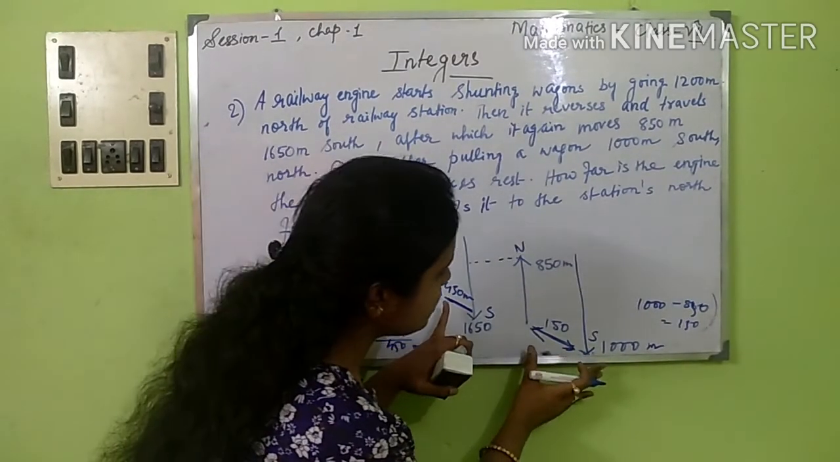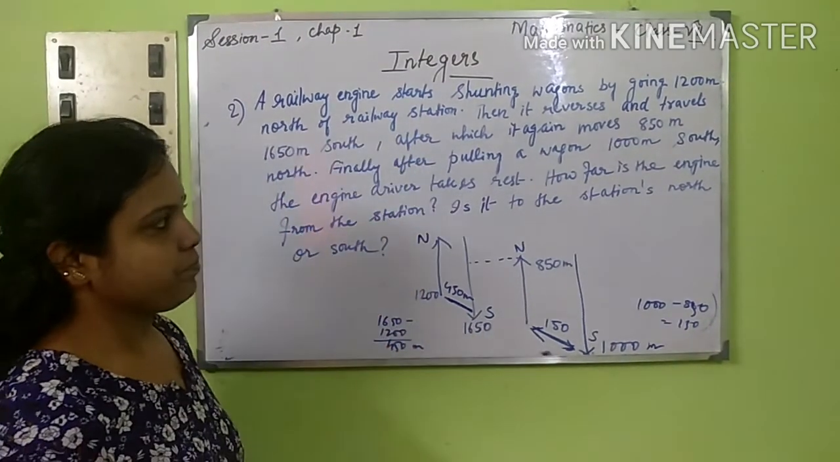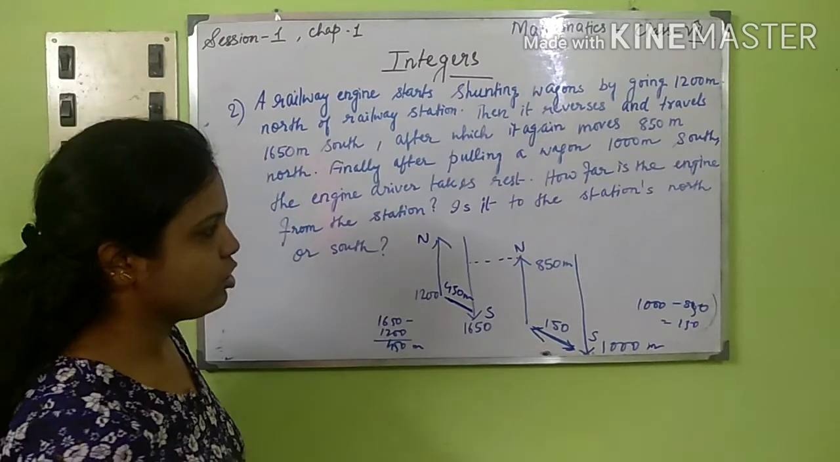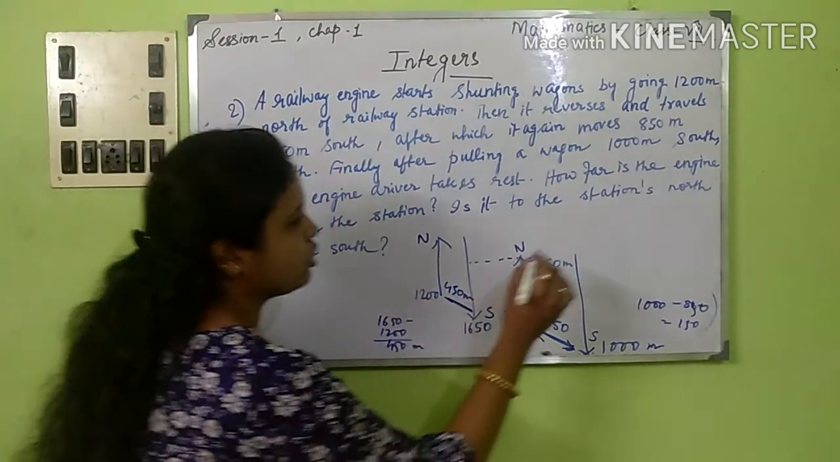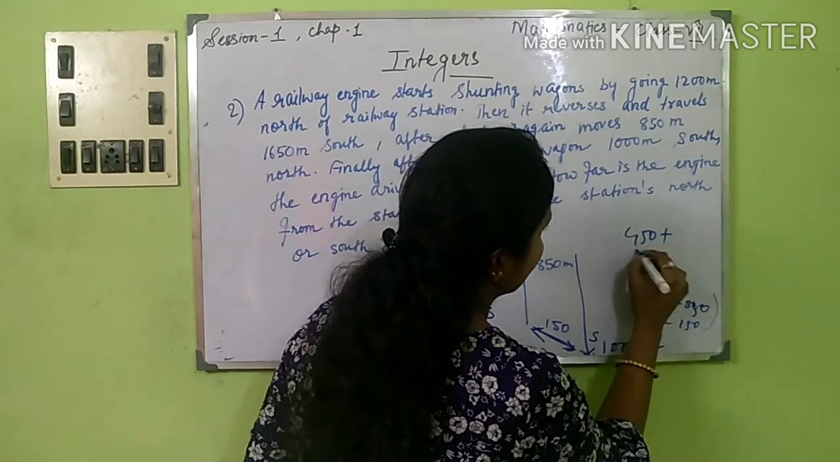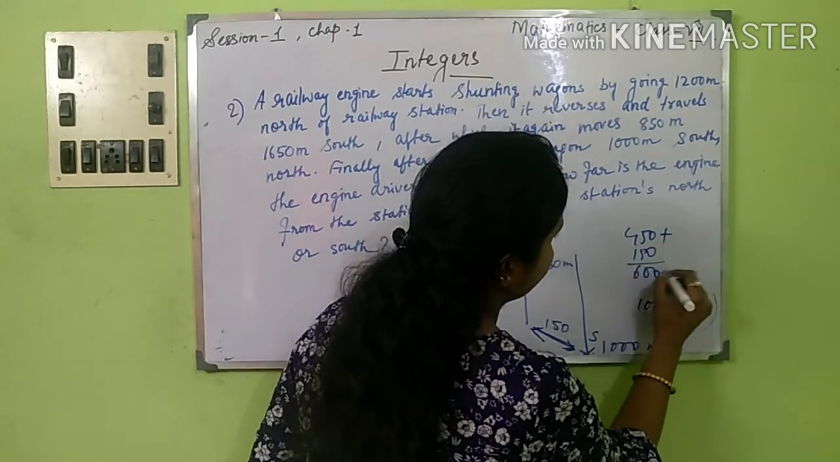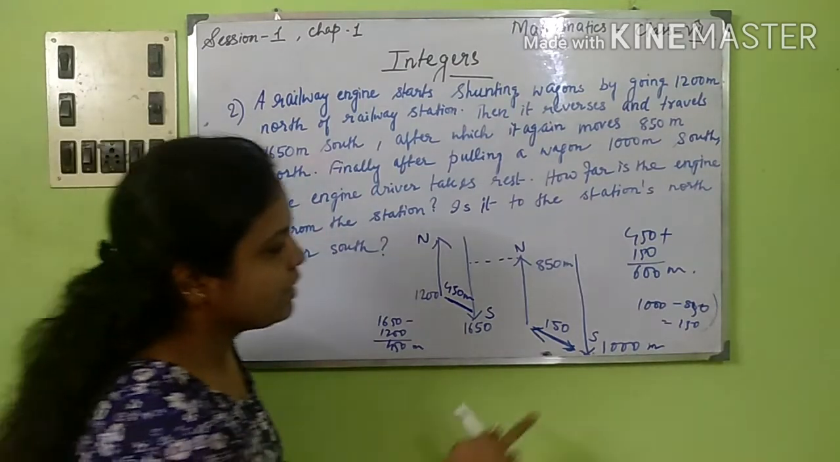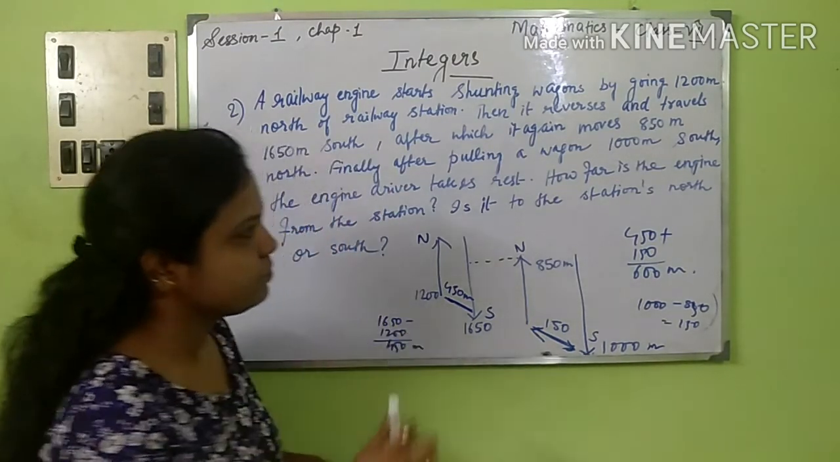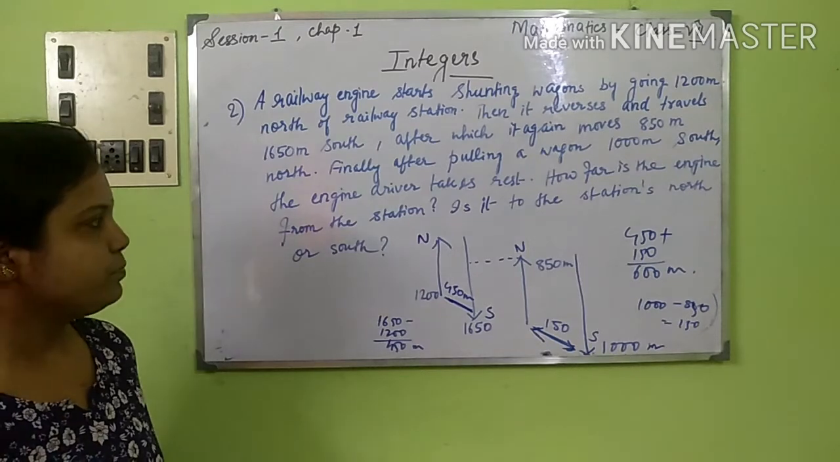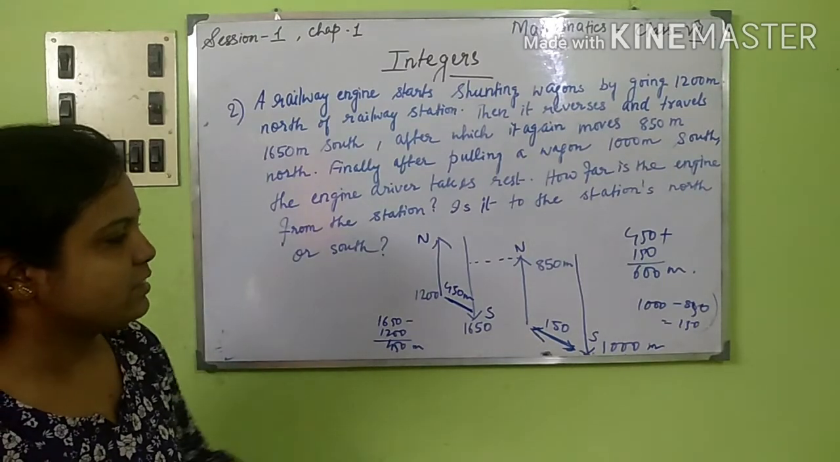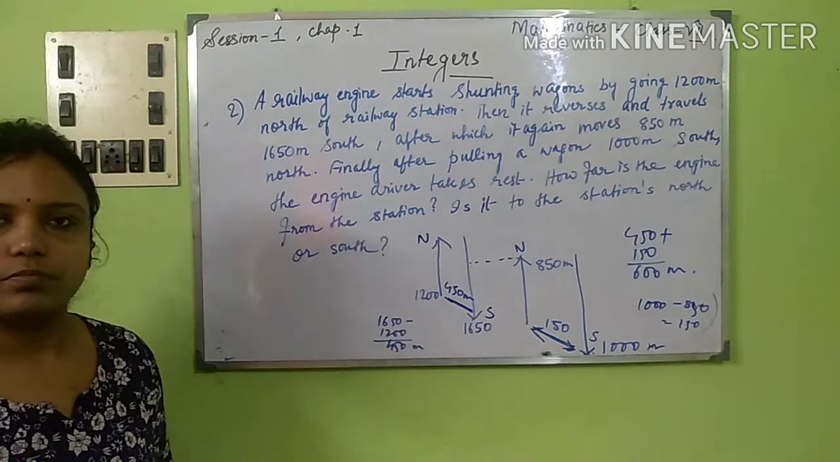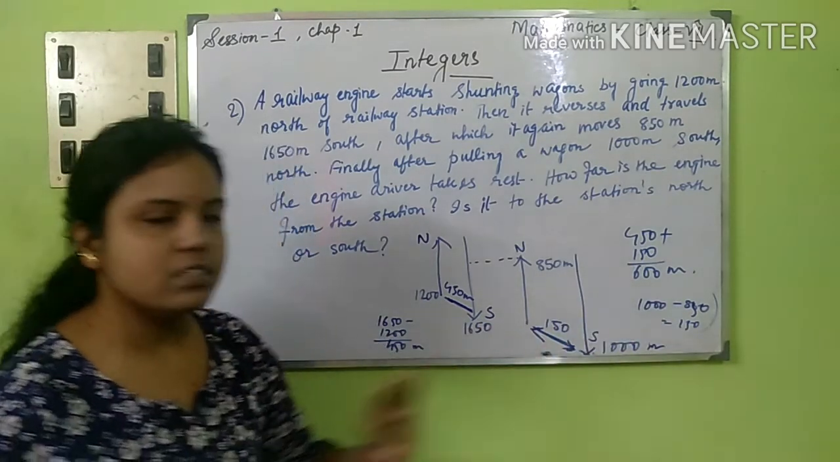So what is the total distance, that is, how far is the engine from the station? Obviously the engine will be 450 plus 150, that is 600 meter away. That also towards the south. Here is the engine, here was the station. So obviously it is towards the south. That is 600 meter south.